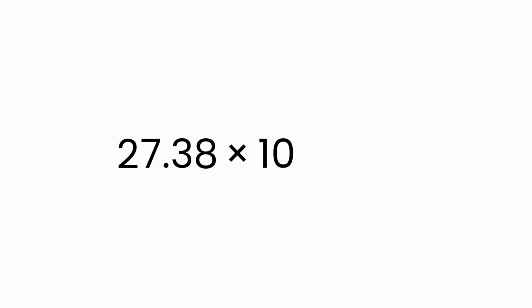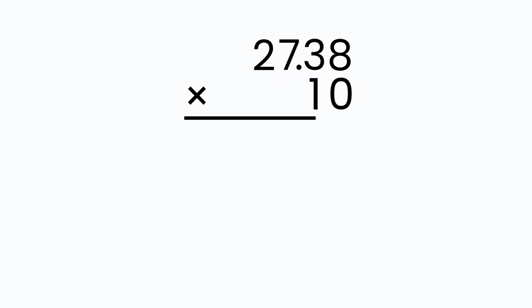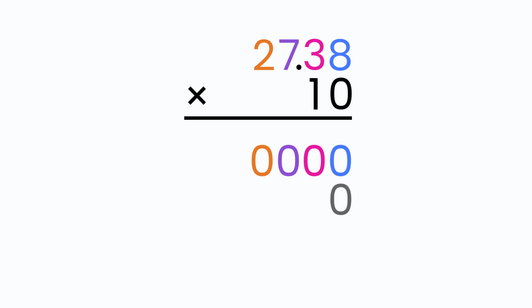As 27.38 is the longest number, you write it on top. Remember to multiply one digit at a time. Anything you multiply by 0 equals 0. 0 times 8 is 0, 0 times 3 is 0, 0 times 7 is 0, and 0 times 2 is 0. Remember to start the second row with a 0.